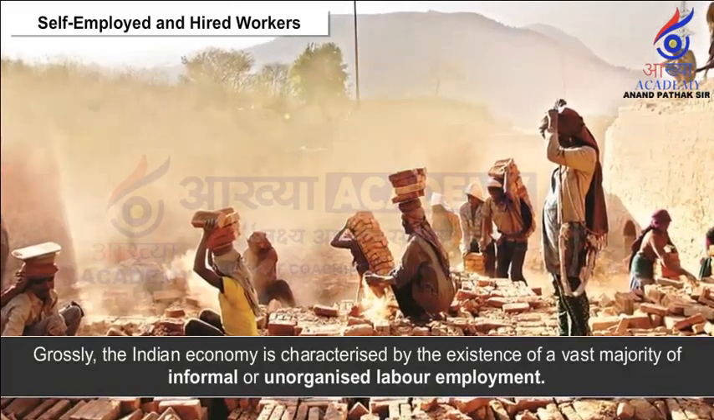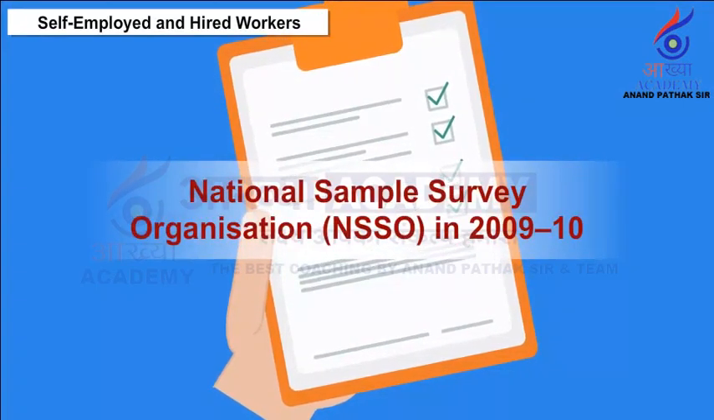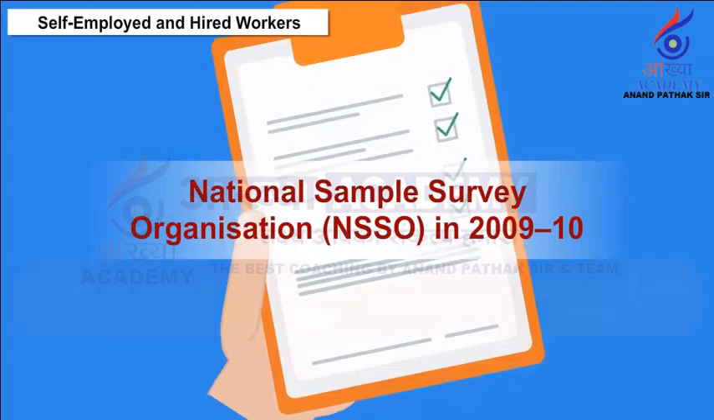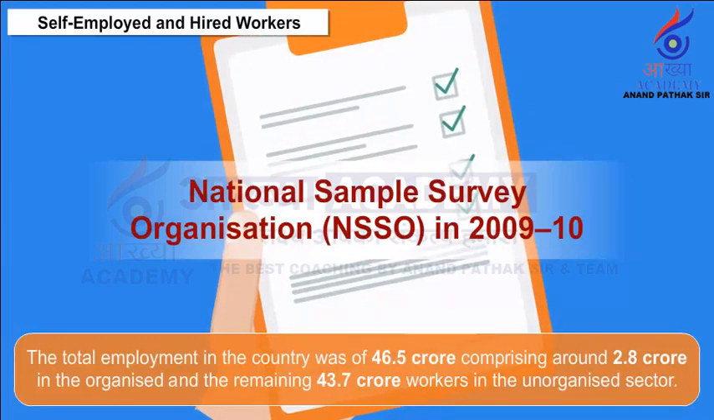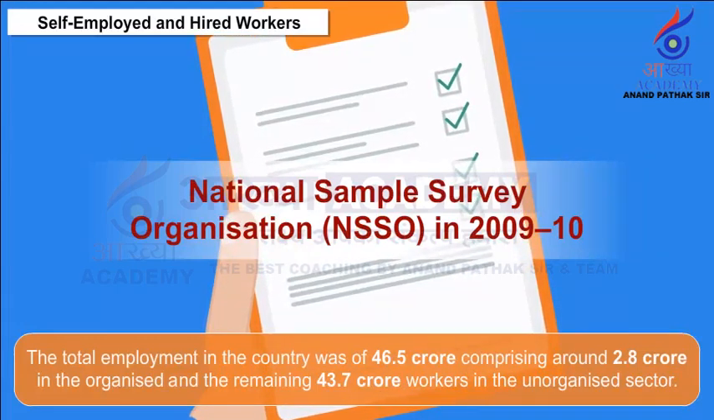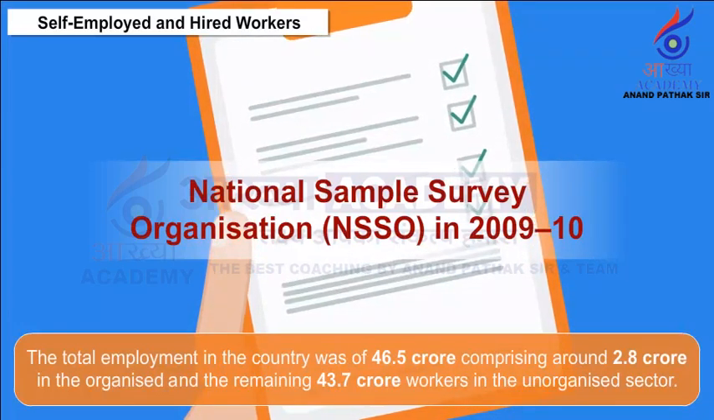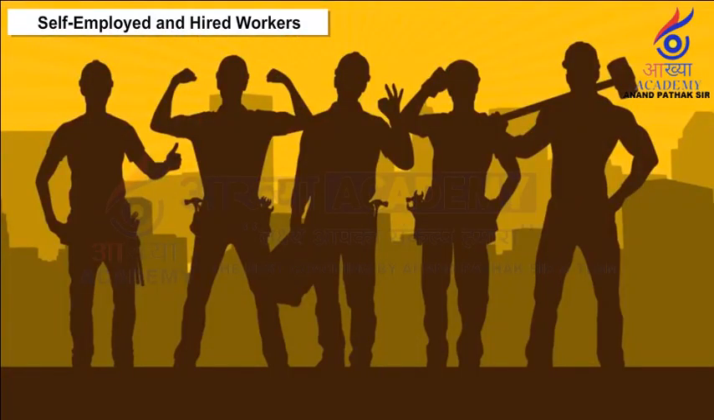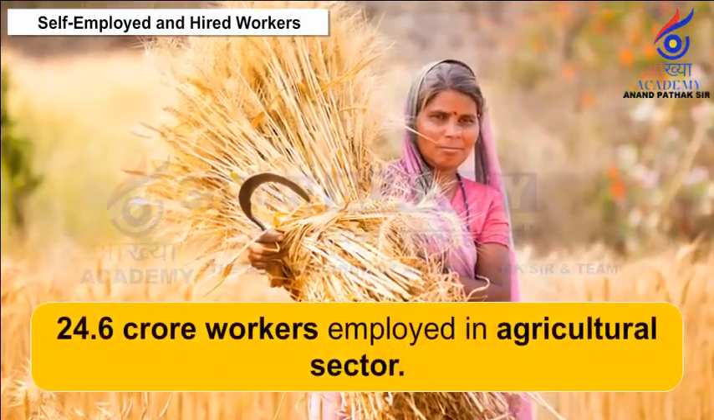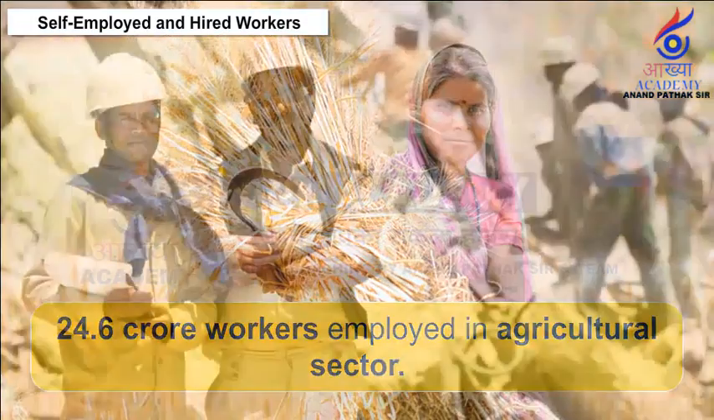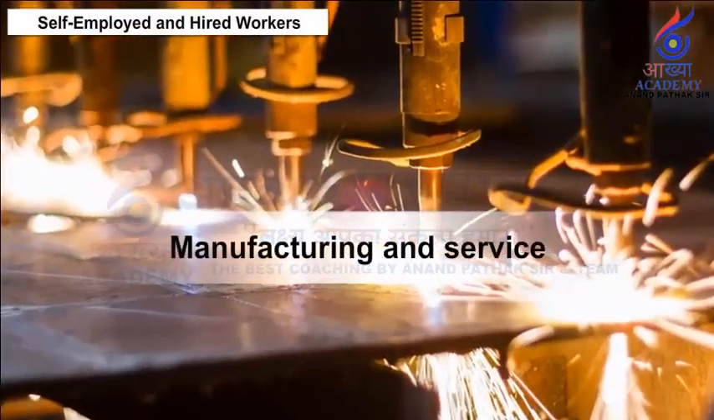As per a survey carried out by the National Sample Survey Organization (NSSO) in 2009-10, the total employment in the country was 46.5 crore, comprising around 2.8 crore in the organized and the remaining 43.7 crore workers in the unorganized sector. Out of these workers in the unorganized sector, there are 24.6 crore workers employed in the agricultural sector, about 4.4 crore in construction work and the remaining in manufacturing and service.